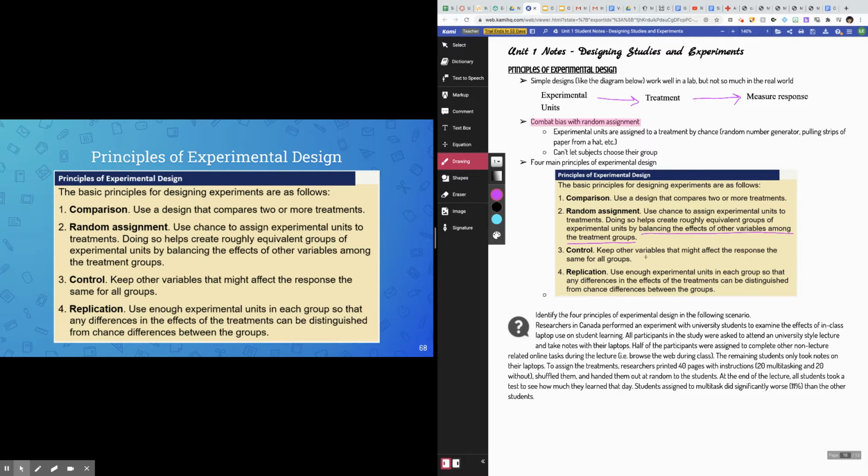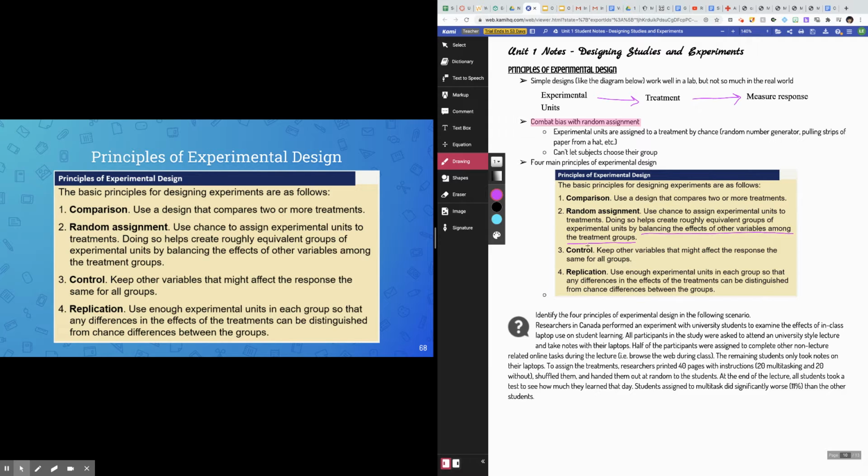Principle number 3 is control. We want to keep the other variables that might affect the response the same for all the groups. If you think back to the previous video, one of the examples we did was on battery life and screen brightness. Remember in that problem, they used the same brand of laptop. All the laptops were new, etc. So we were keeping other variables that could affect the response the same. It's not necessary that you have what's called a control group where you apply no treatments. You can if you want to, but it's not necessary in every experiment.